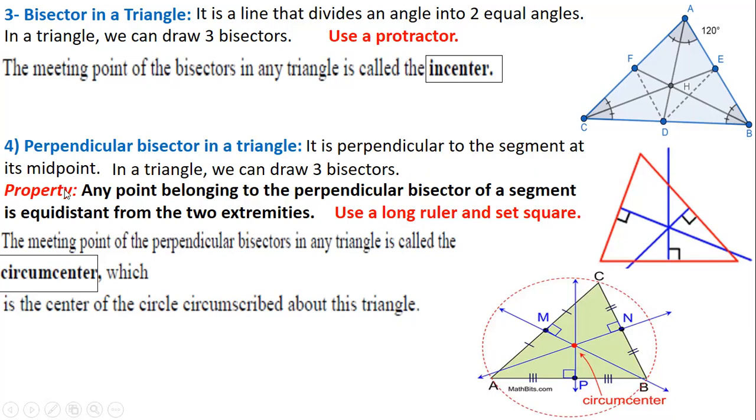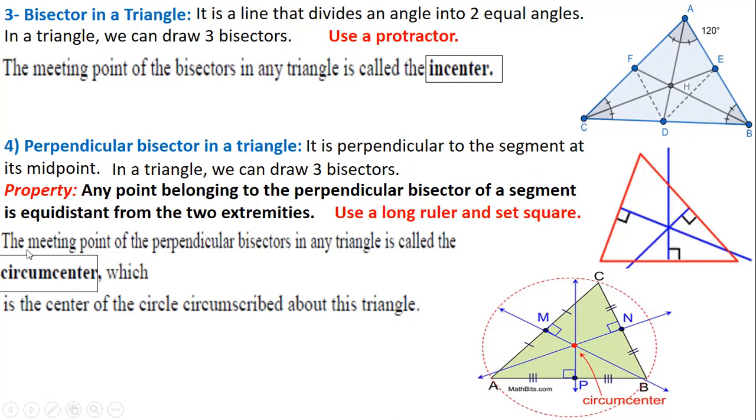Number 4, perpendicular bisector in a triangle. It is a line perpendicular to the segment at its midpoint. So also for each line, I draw a perpendicular bisector. First, I mark the midpoint of the segment. I bring the set square and draw a perpendicular at the midpoint. The meeting point or the intersection point of the perpendicular bisectors in a triangle is called the circumcenter.